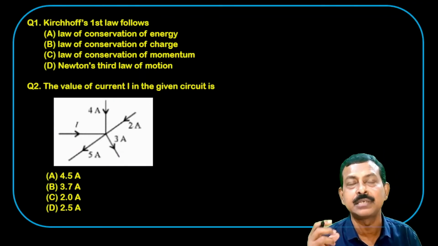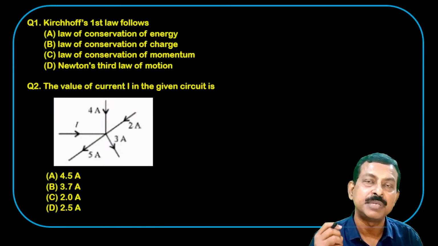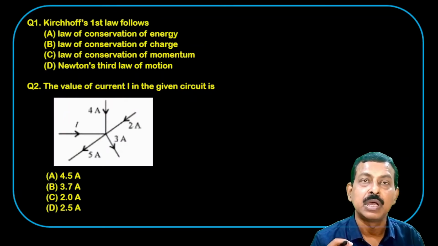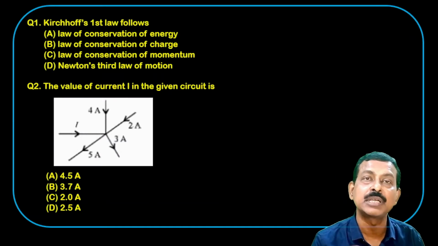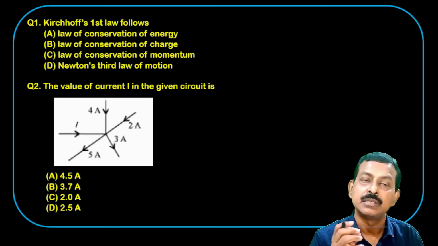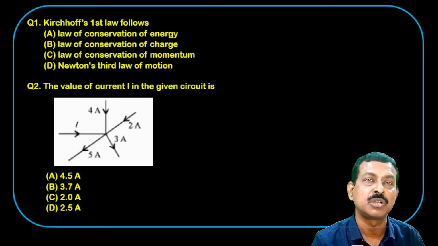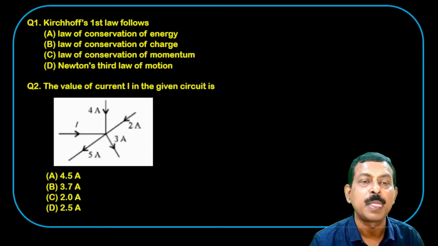When it is saying that the algebraic sum of the current meeting at a point is 0, or in other words, the sum of the incoming current is equal to the sum of the outgoing current, this is because it is obeying the law of conservation of charge. So obviously, the second one, law of conservation of charge, is the correct option.